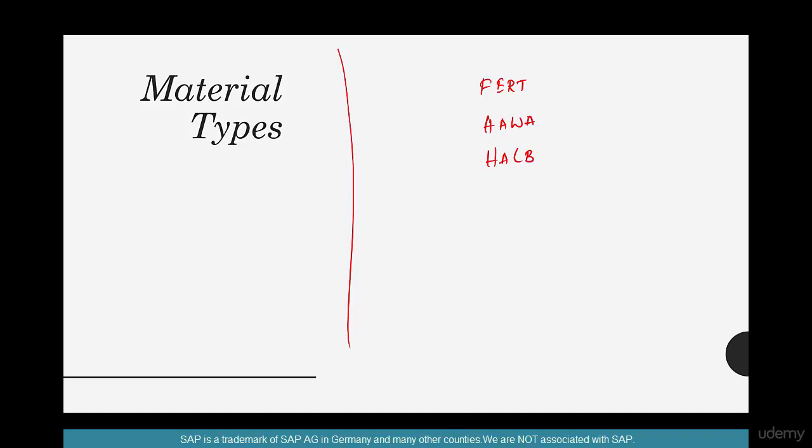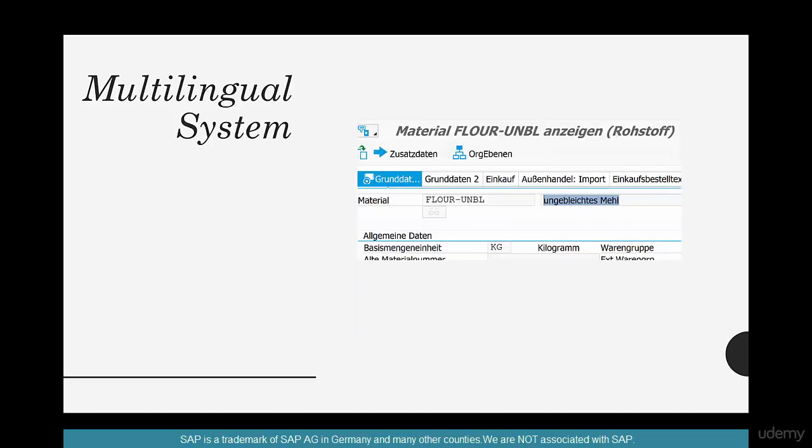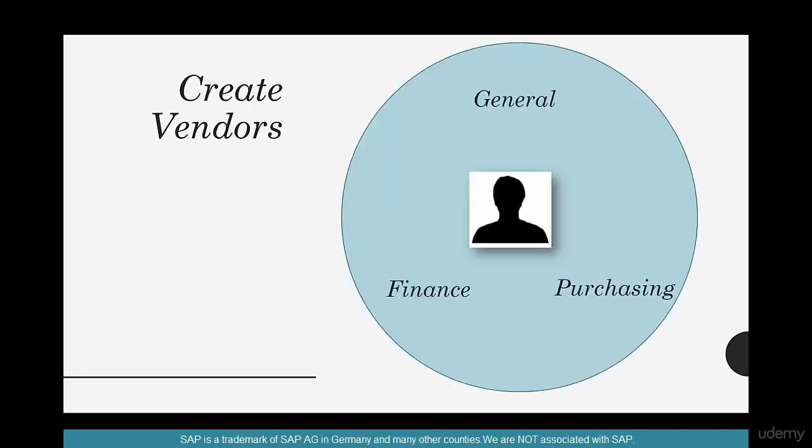We have seen 4 or 5 different material types, what a material type determines, and which material type to use for what possible situation. We have seen that SAP is a multilingual system, meaning we can specify the description of a material in different languages. So this is what flower means in German. Depending on the login language of the user, SAP will show them the corresponding descriptions, and when you print the POs, it prints in the corresponding language.